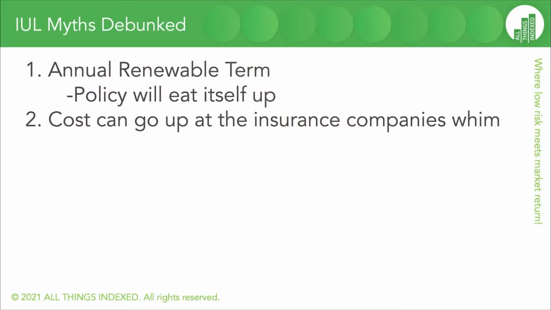The second thing that's often talked about is that the cost can go up at the insurance company's whim. It makes it sound like that's always what they do: they suck you in at a certain cost and raise the cost on you down the road. That's not necessarily true. Do they have some flexibility in changing? Do they have a guaranteed cost and a current cost? Yes, there's a difference there.